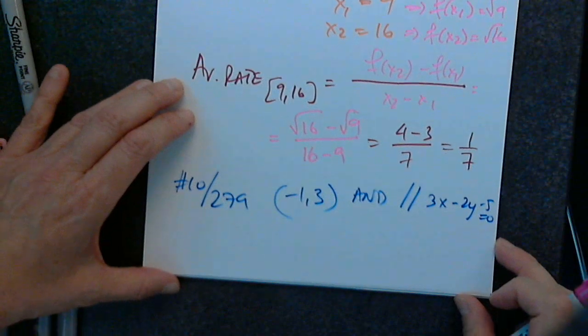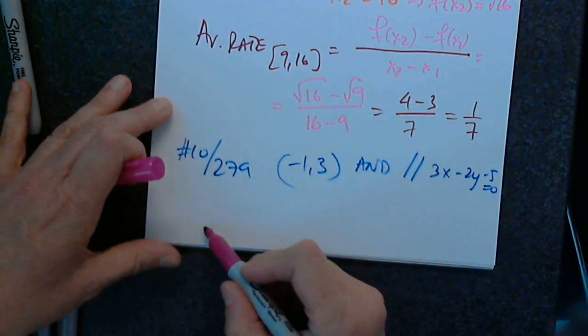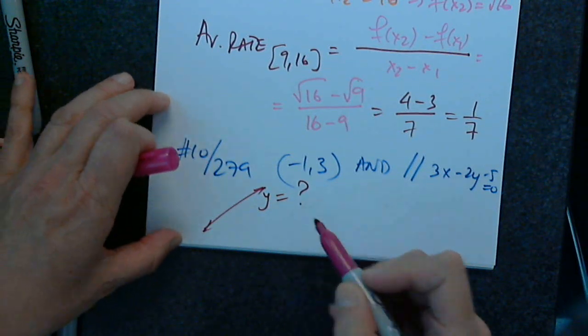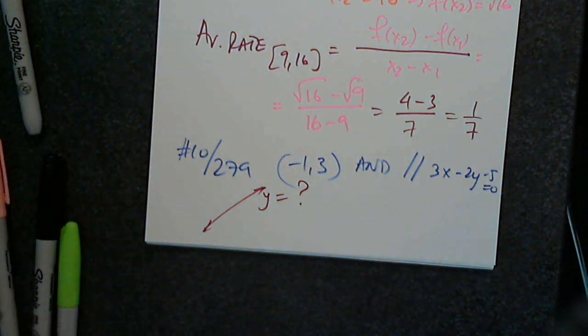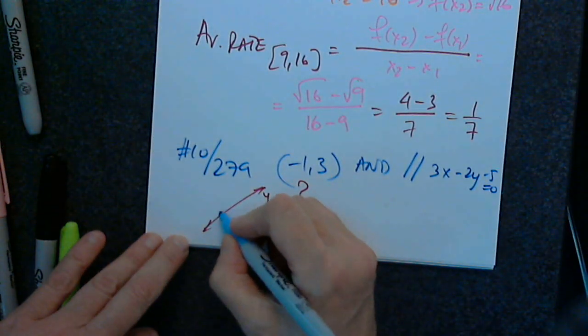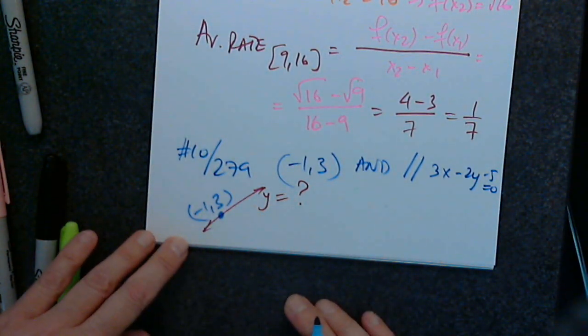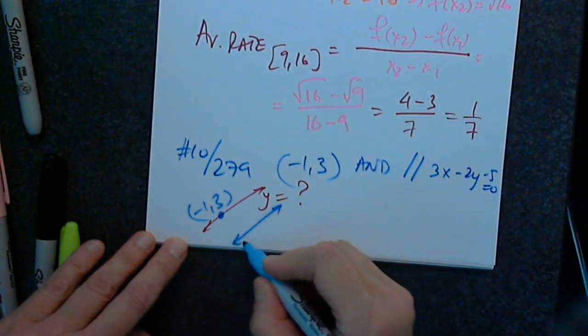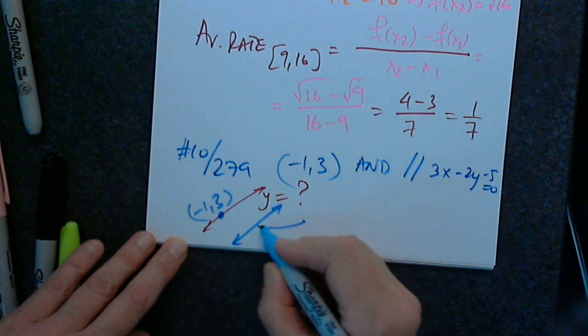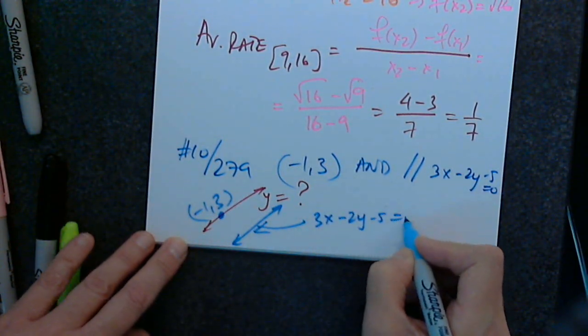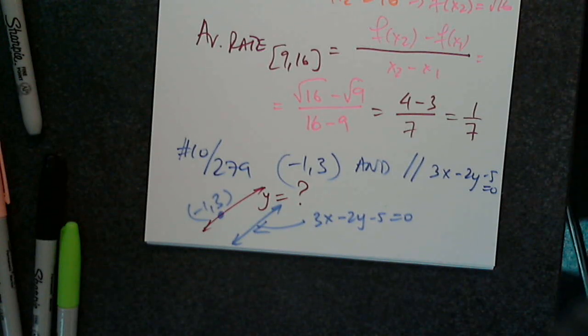So let's talk about the scenario here. I am asked to find the equation of this line, and I know 2 things about it. One thing that I know is that somewhere along the line, I'll find this point. I'm also told that it's parallel to a line whose equation is 3x minus 2y minus 5 equals 0. How do I determine the equation of the unknown line? That's our question. What do you think? What should we do?